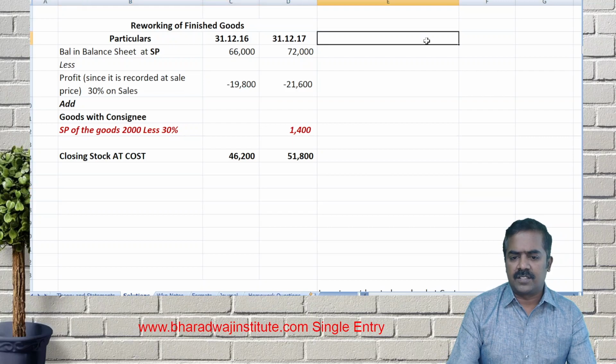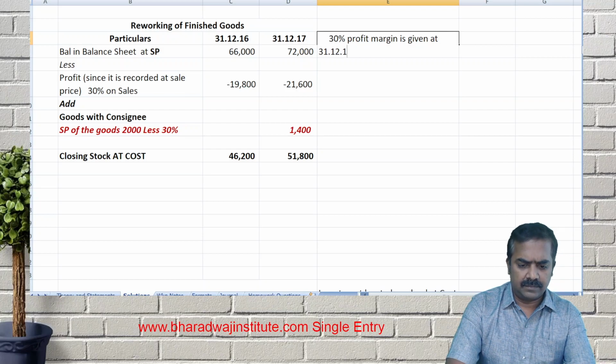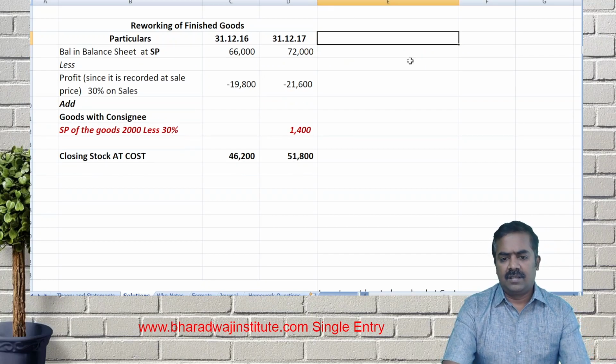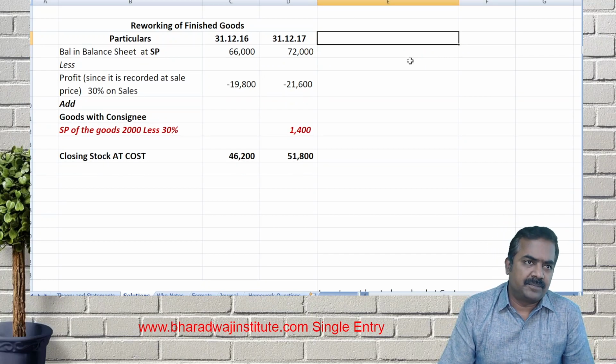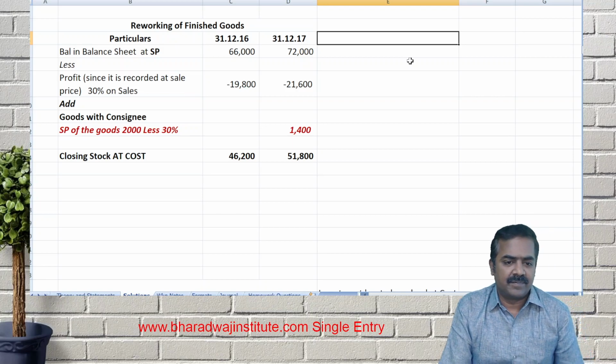And please note, if you solve it, note it, there is a doubt. And the 30% profit margin is given at what date? 31/12. This is nothing to do with which one? Opening stock or closing stock. That 30%, that adjustment tells 30% is a profit margin.